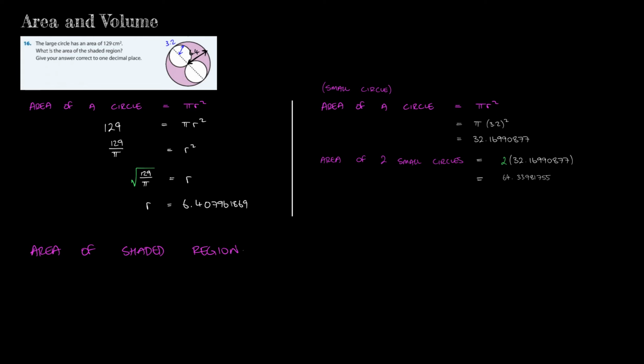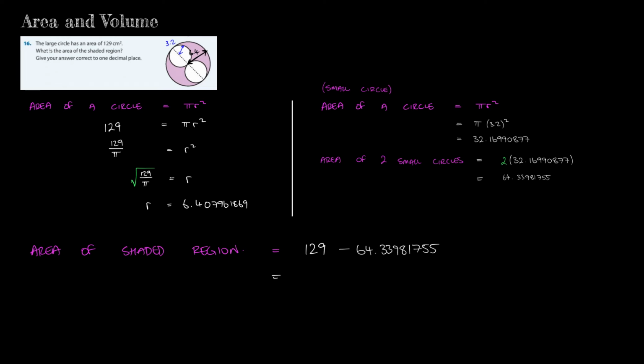So the area of the shaded region will be equal to 129, which is given in the question. So the area I can see there is 129 of the large circle. The large circle has an area of 129. And I need to take away the area of the two small circles, and the area of the two small circles, you can see there we worked it out to be 64.3398. So I'm going to subtract that: 64.33981755, and that will give me my answer.